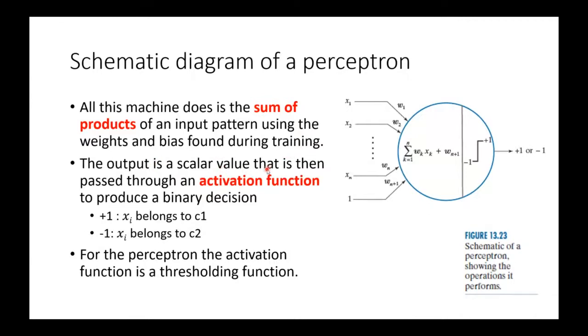The output is a scalar value that's then passed through an activation function. For the perceptron, the activation function is a hard decision boundary. So it will be +1 if it belongs to class C1, or -1 if it belongs to class C2. So for the perceptron, the activation function is a threshold function. If the value is greater than a certain value, in the example that we've seen, greater than 0, then your example will belong to the class C1. If it's less than 0, then your example will belong to the class C2.